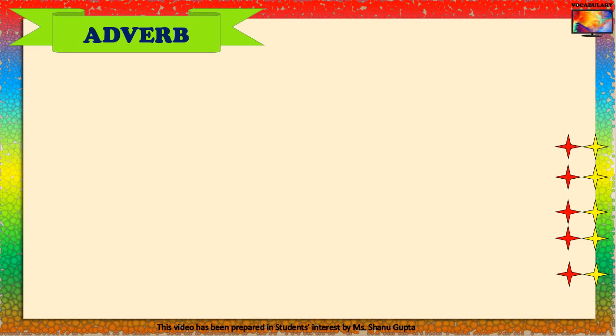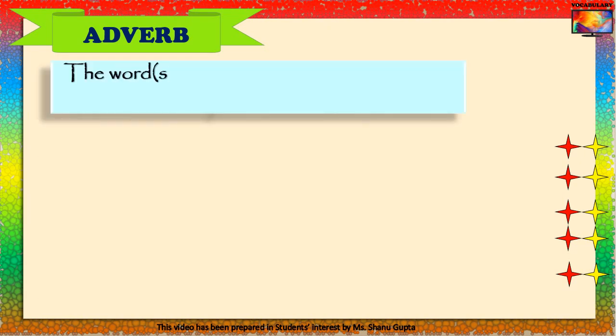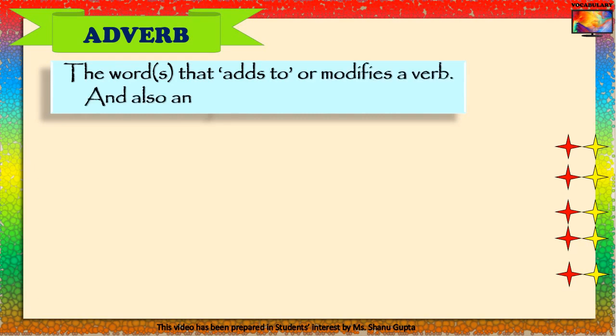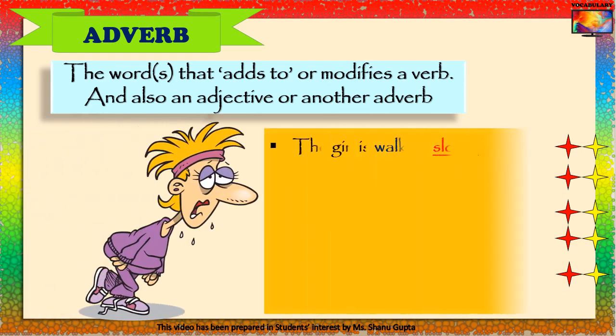The next part of speech, an adverb, is quite similar to an adjective in function. While an adjective adds on to or modifies a noun or pronoun, an adverb adds on to or modifies a verb. Though an adverb can also modify other parts of speech apart from a verb, such as an adjective or some other adverb. Let's have some examples to illustrate this point.